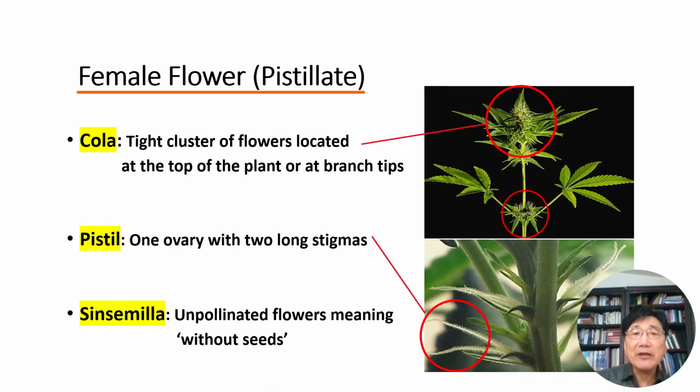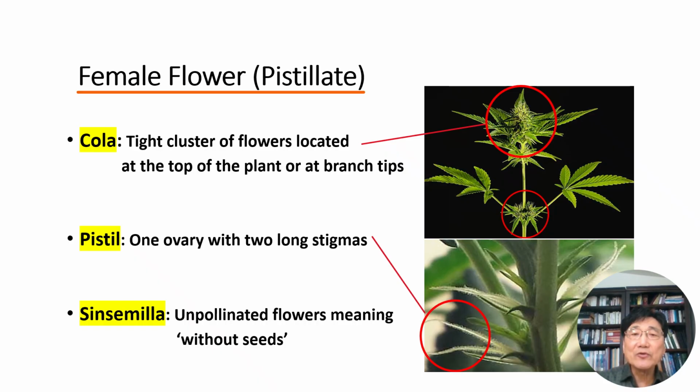Now I will explain the characteristics of female flowers, also called pistillate. The male plants produce the pollen, and the female plants produce the buds, which accept the pollen and produce seed. I will explain some important terms here. Collar is the main cluster of flowers that grows tightly together. The main collar is at the very top of the plant, but smaller collars can be found on lower branches.